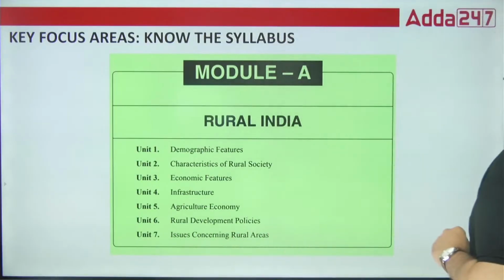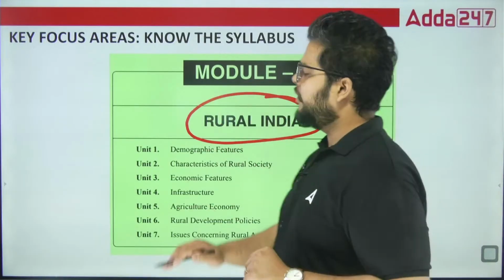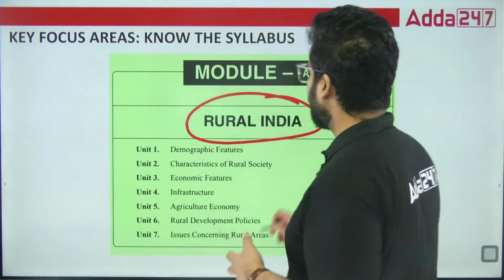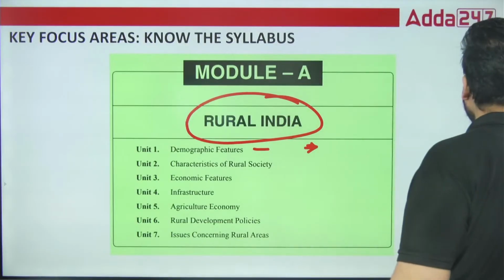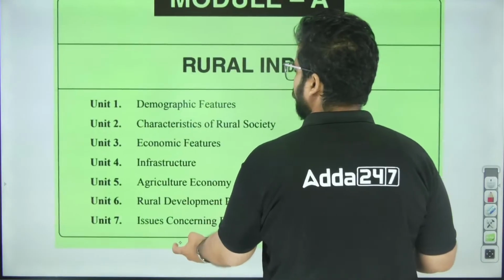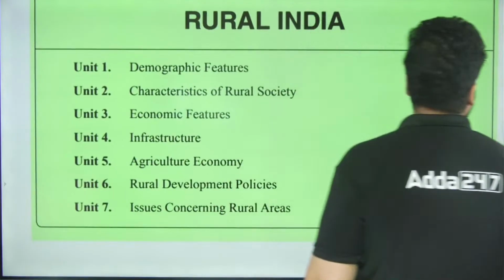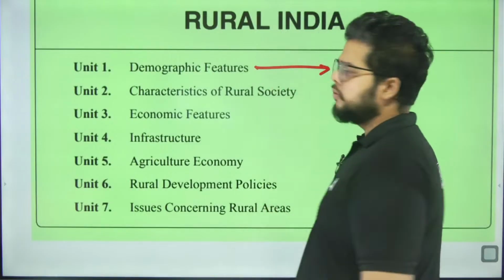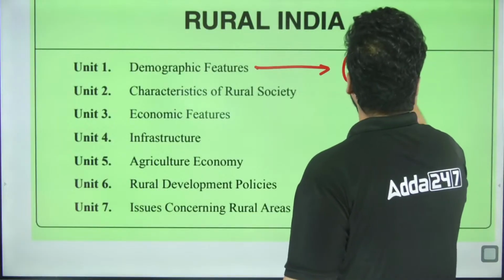So module A is Rural India, and when we talk about rural India, it will start with the very basic things. First of all, we will be talking about the demographic features. Within this demographic feature, what all areas do you need to focus on? See, the areas are well defined in the syllabus. That's a silver lining when we talk about the rural banking elective, that we know which areas are there. So when I talk about the demographic features, what will be the first important topic? It will be the committees.